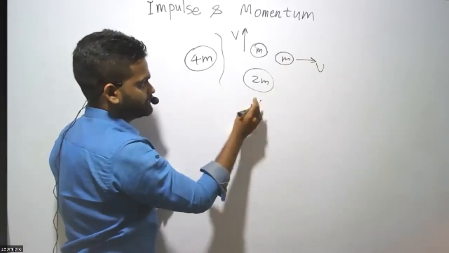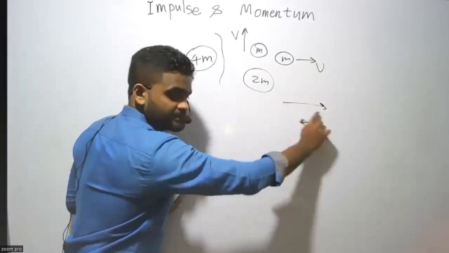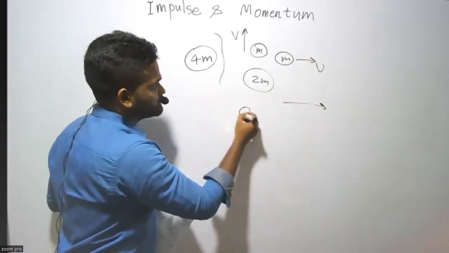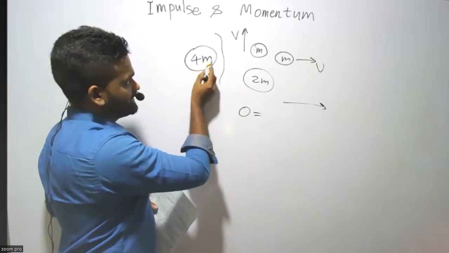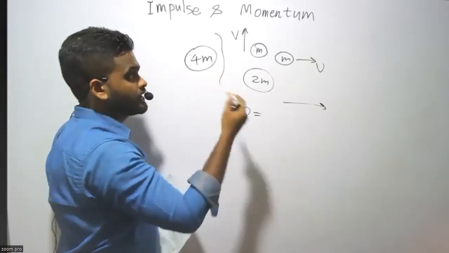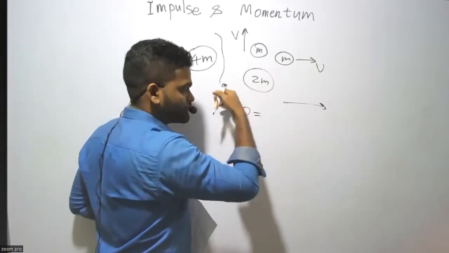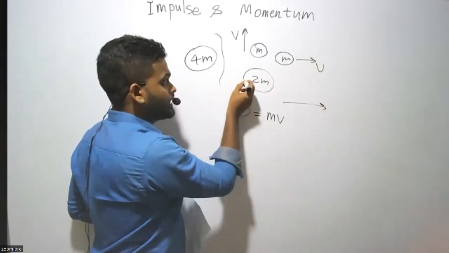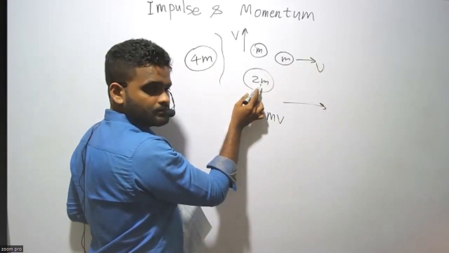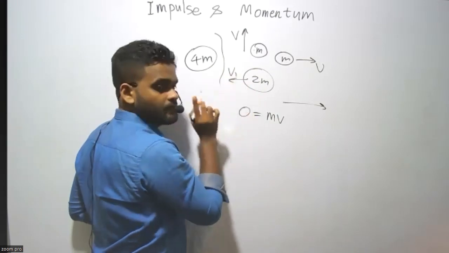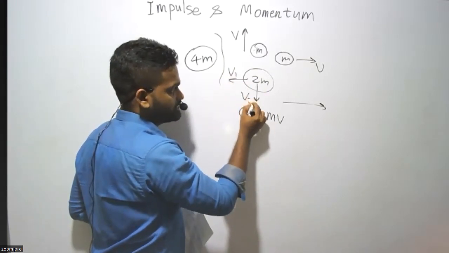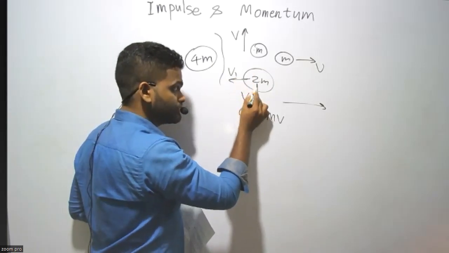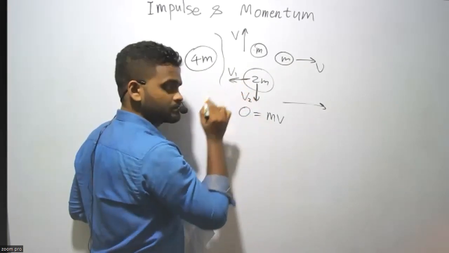Let's say you are considering this direction. In this direction, momentum should be conserved. So what is the initial momentum? Initial momentum in this direction is 0. Then for this whole system, in this direction, momentum is mv. For this object, we don't know the velocity, so I am making it v1. I am writing the velocity of this object, 2m, as v1 and v2, the two normal components.